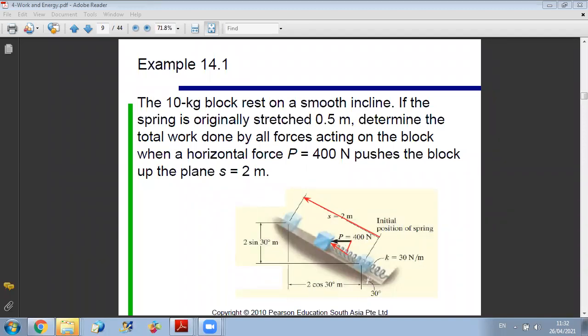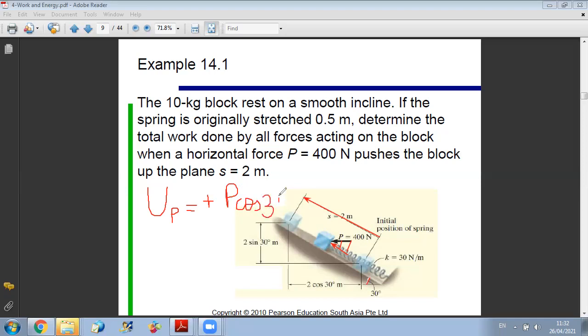Since this angle is 30, these are alternating angles, so this is 30 degrees, and then I can say that the work of P. In the English system, the symbol of the work is U. So in Hibbeler notation, U represents the work of a force. So the work of P is equal to, since the projection of P on the line of motion is in the positive sense, plus P cosine 30 times delta S.